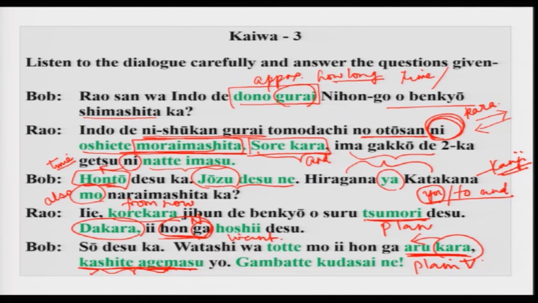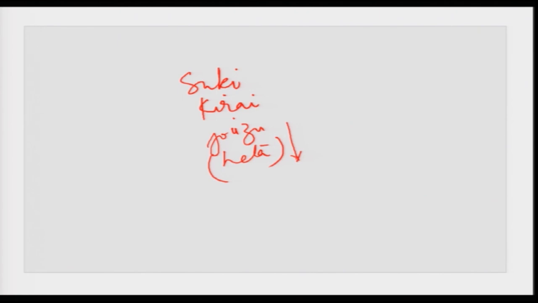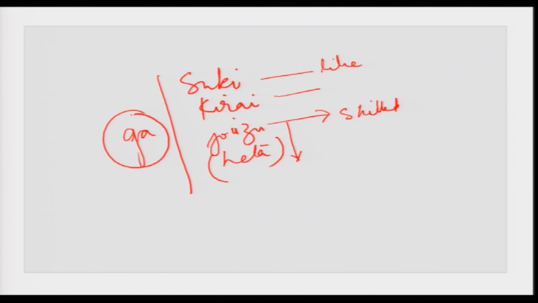This is another kaiwa. There are a lot of things we did. Now, we did suki, kirai. Now, in this lesson, we have jozu and heta. Heta is not there, but heta is opposite of jozu. Jozu means skilled and heta is not skilled. Suki is like and kirai is dislike or not like. So, all these will always take particle ga. Uta ga jozu desu ne, uta ga kirai desu ne, uta ga suki desu ne, uta ga heta desu ne.